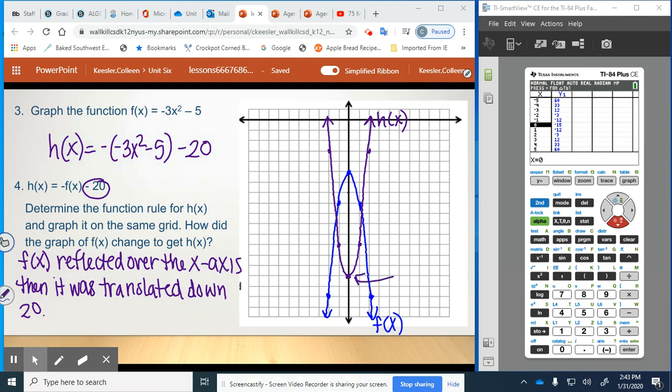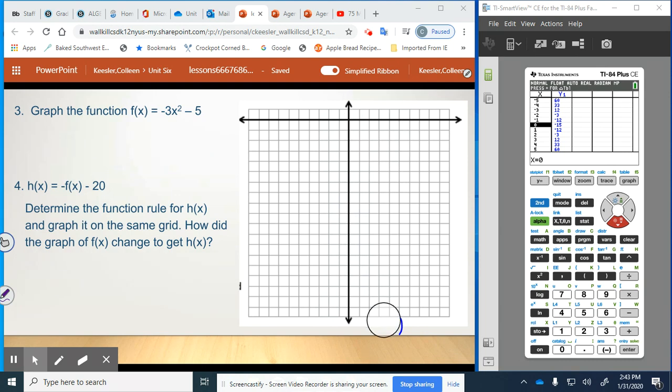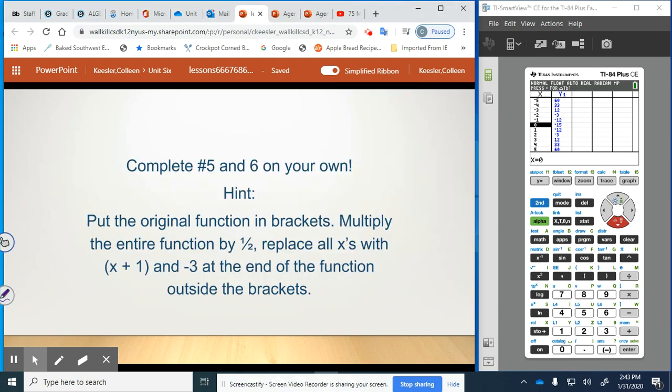All right, so it's all about seeing those transformations over the axes and thinking about how it's been shifted according to the equation. All right, so hopefully you saw those because you're going to be on your own. You're going to complete number 5 and number 6. Your hint is to put the original function in brackets, multiply the entire function by 1/2, replace all x's with x plus 1 in parentheses, and negative 3 at the end of the function outside the brackets.